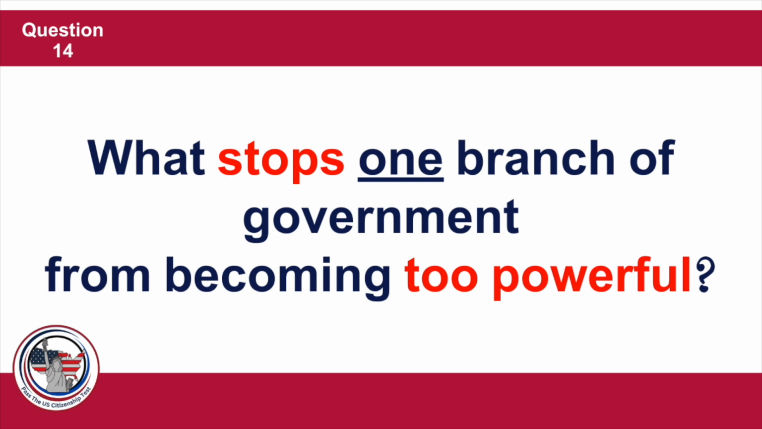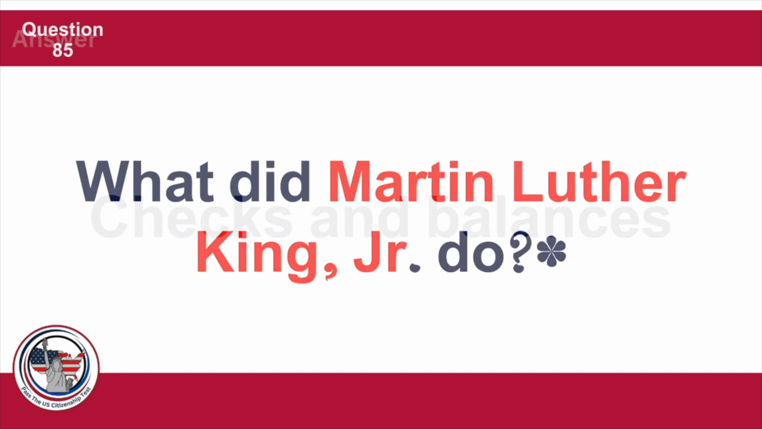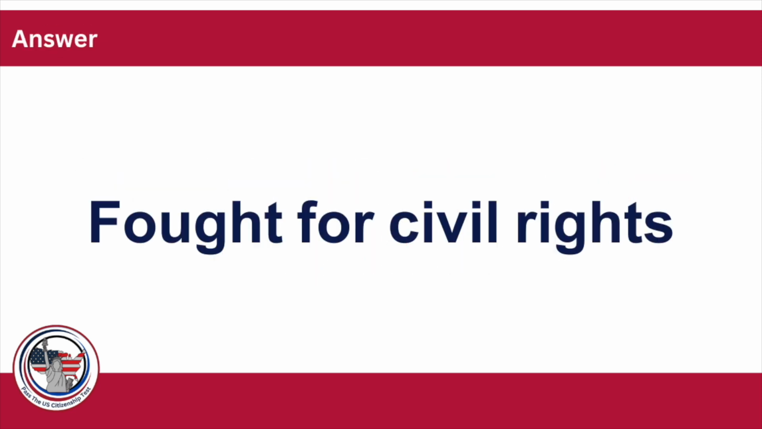What stops one branch of government from becoming too powerful? Checks and balances. What did Martin Luther King Jr. do? Fought for civil rights.